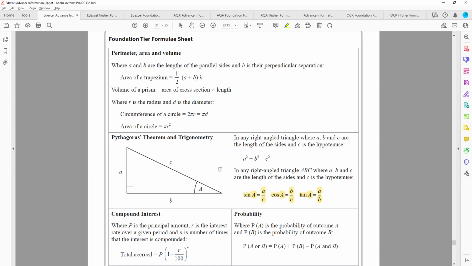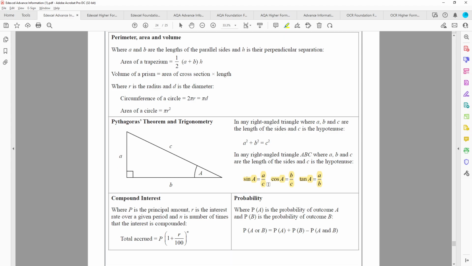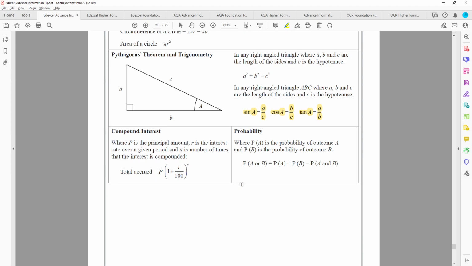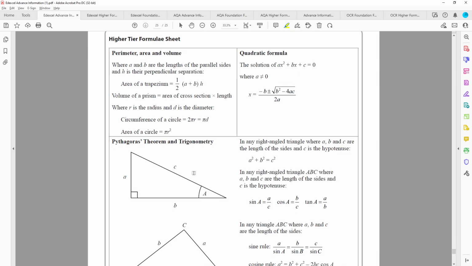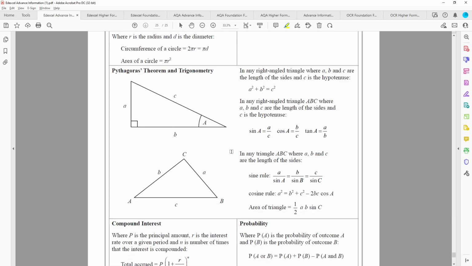And here you're given SOHCAHTOA. You don't need to remember it at all. It's given to you in the paper. So this is way more detailed than a formula sheet has ever been for maths. This has given you way more detail. It gives you the sine rule, the cosine rule, the trigonometric area of a triangle. Like, it's giving you everything.